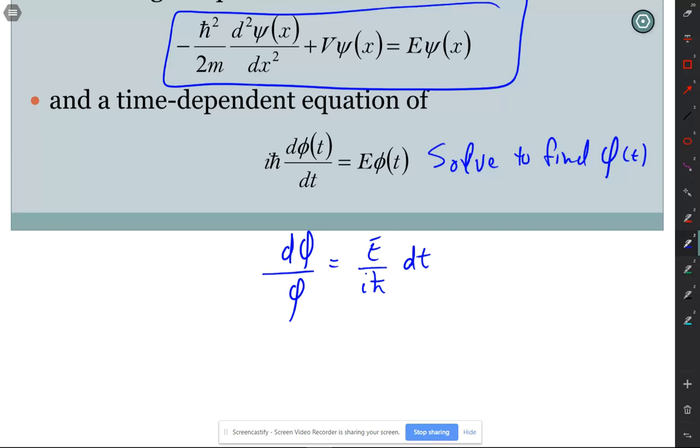What's the next step once we have the variables separated? So we integrate. Yes, well, I mean, mathematicians might tickle a function. I don't know. So what's the integral of d phi over phi?